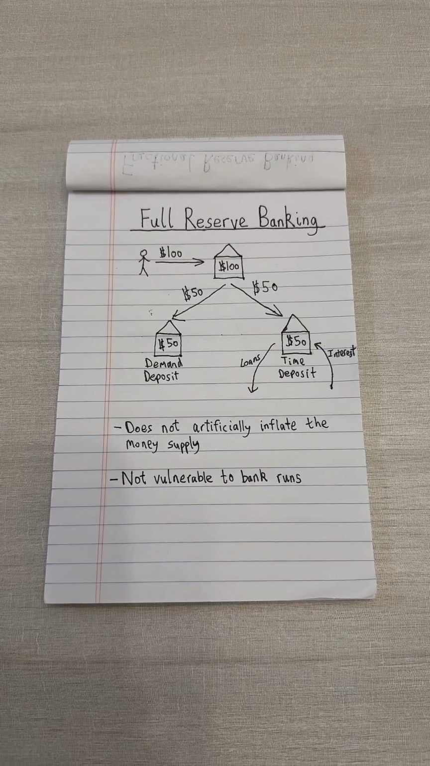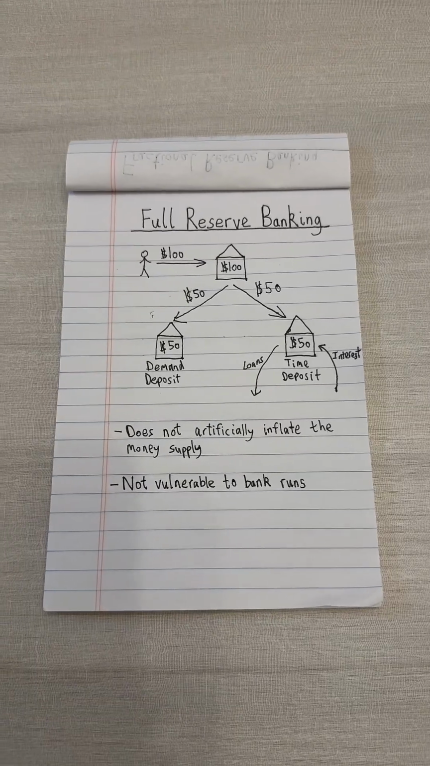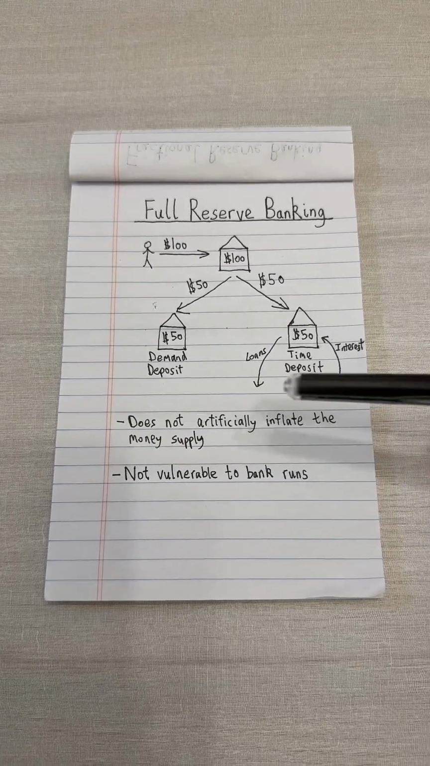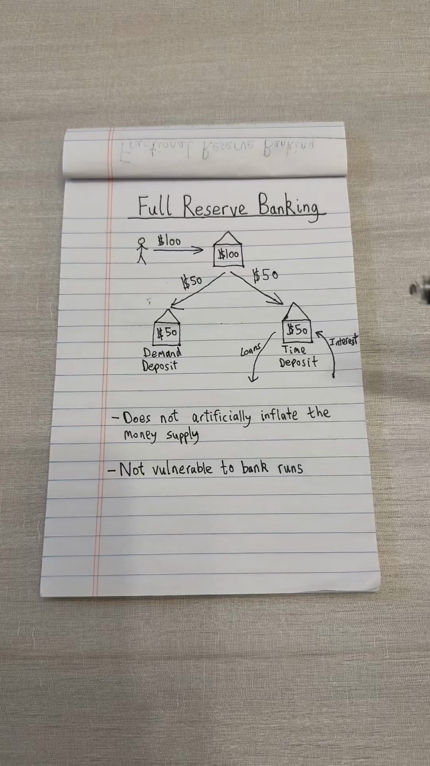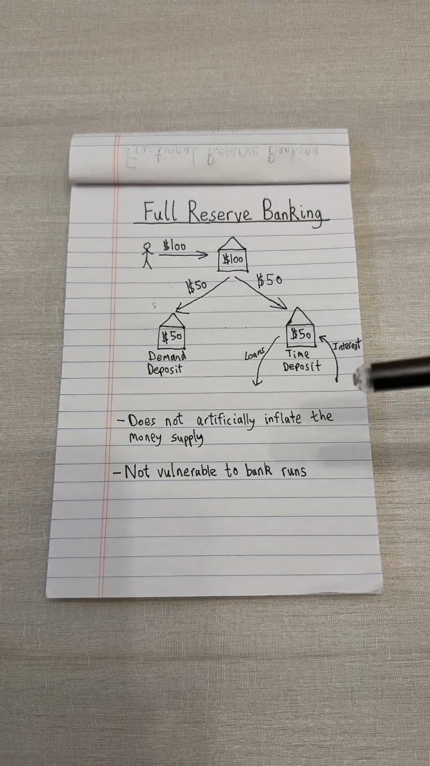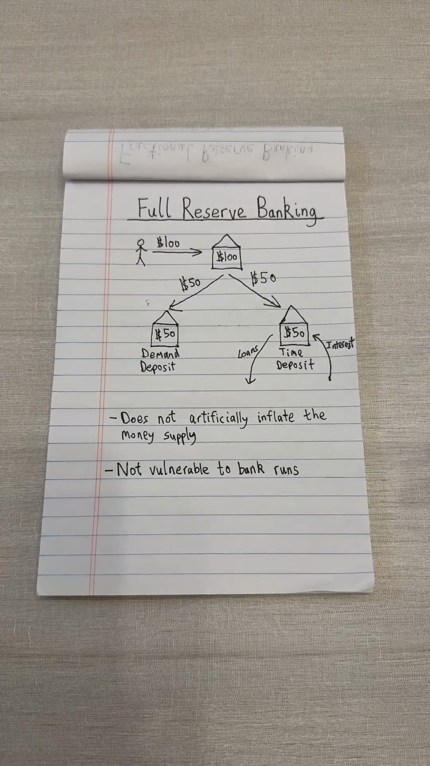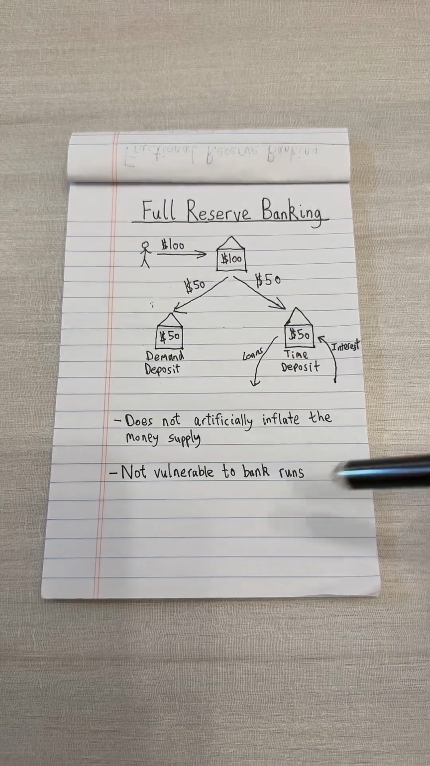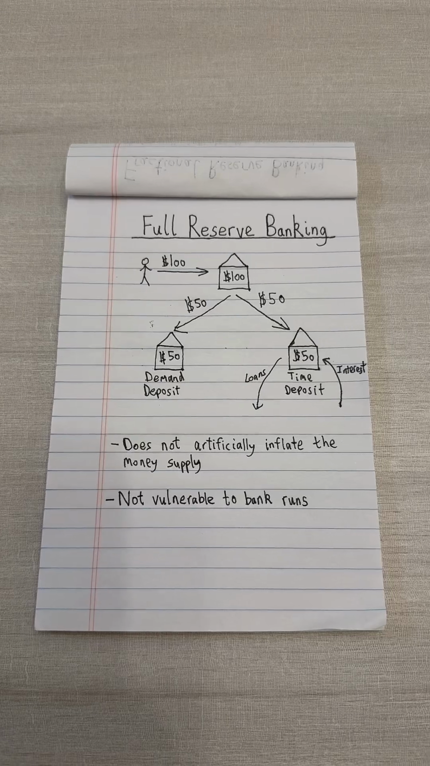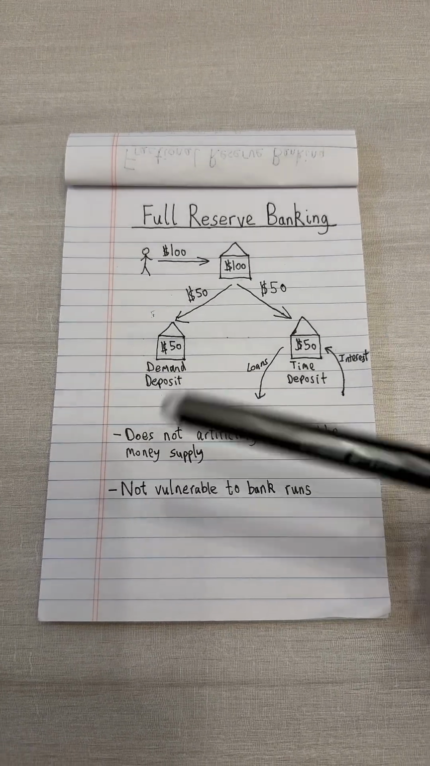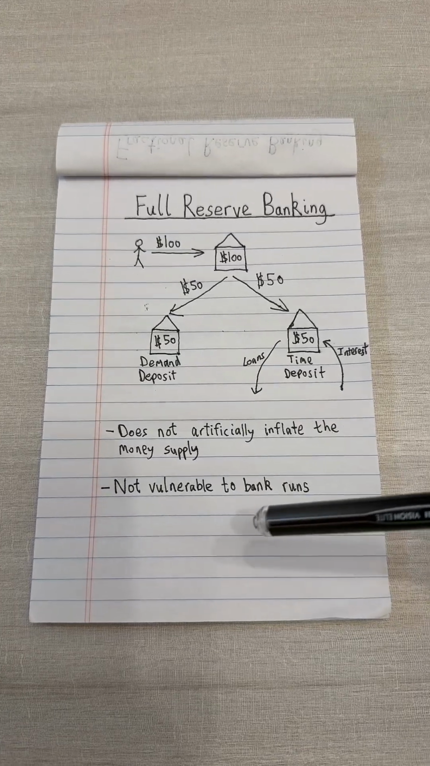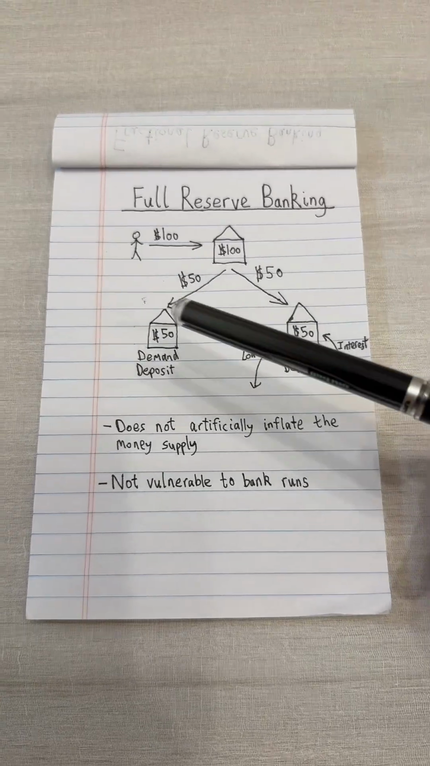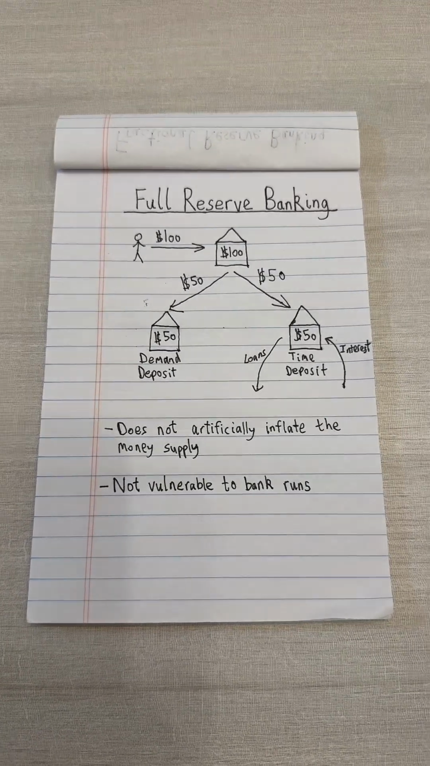And compared to fractional reserve banking, the advantages of full reserve banking include how it does not artificially inflate the money supply, which would lead to inflation and the devaluation of the currency you hold, and how full reserve banking is not vulnerable to bank runs. And by that, I mean full reserve banks would not completely fail due to bank runs because they actually have the full deposits in reserve for people to withdraw from.